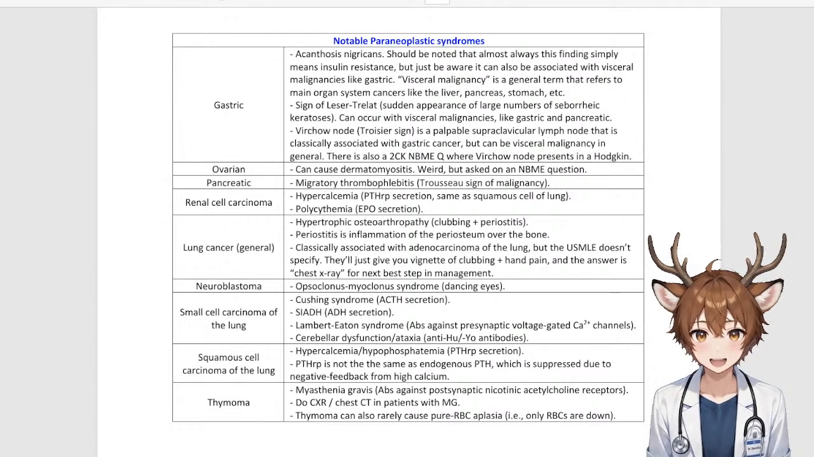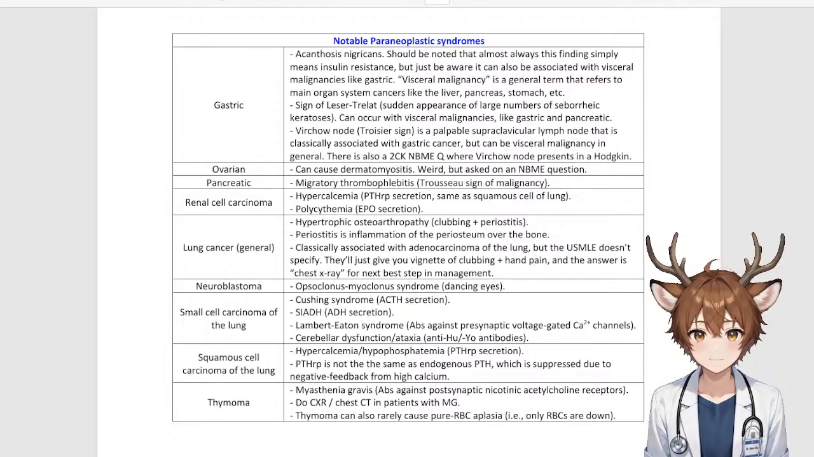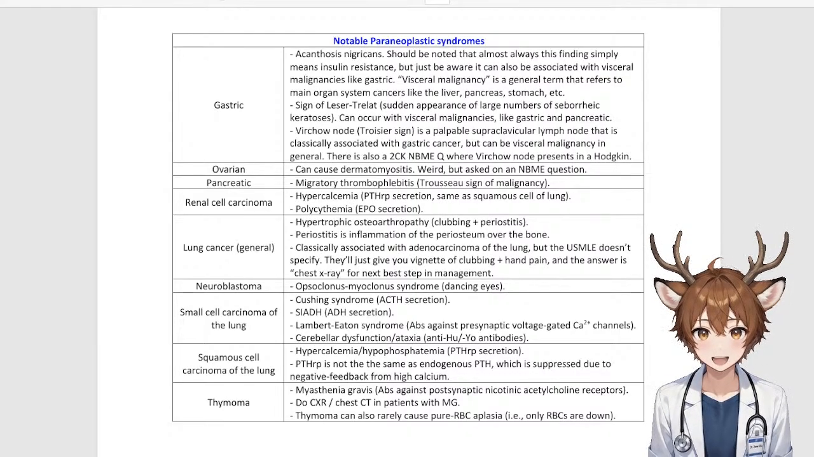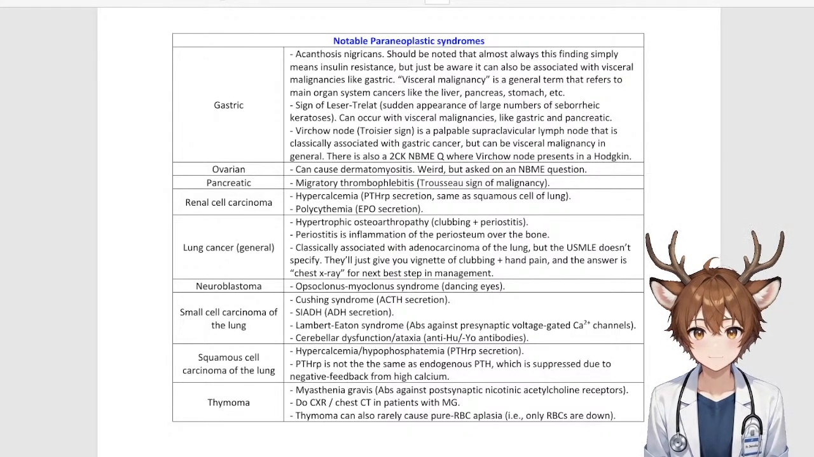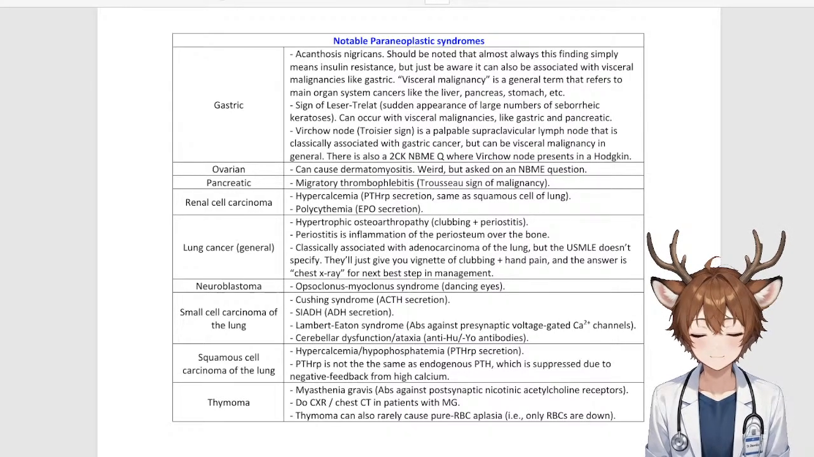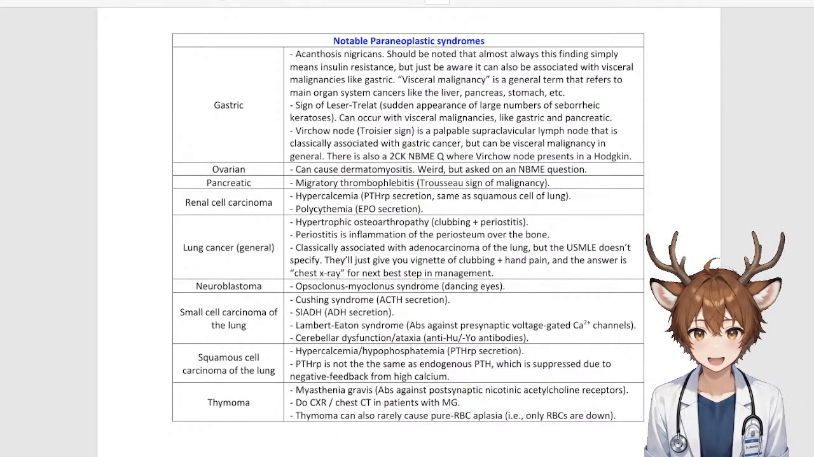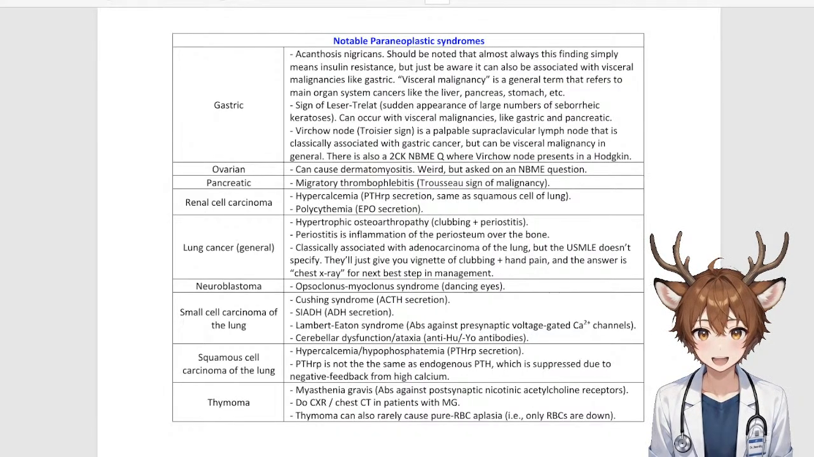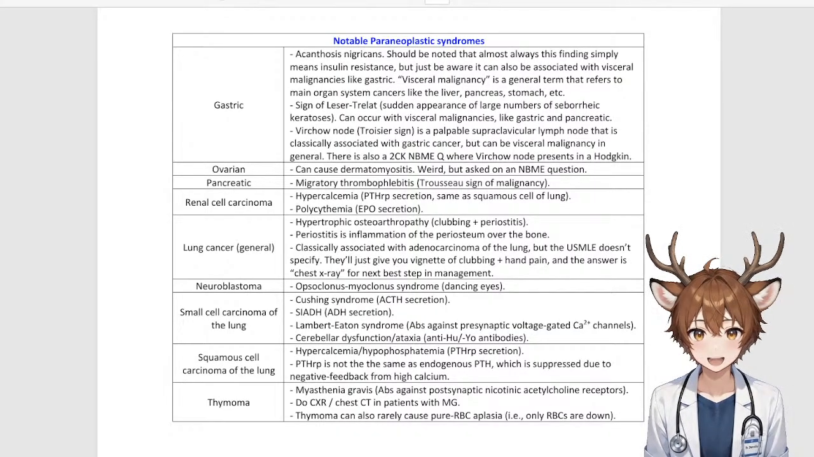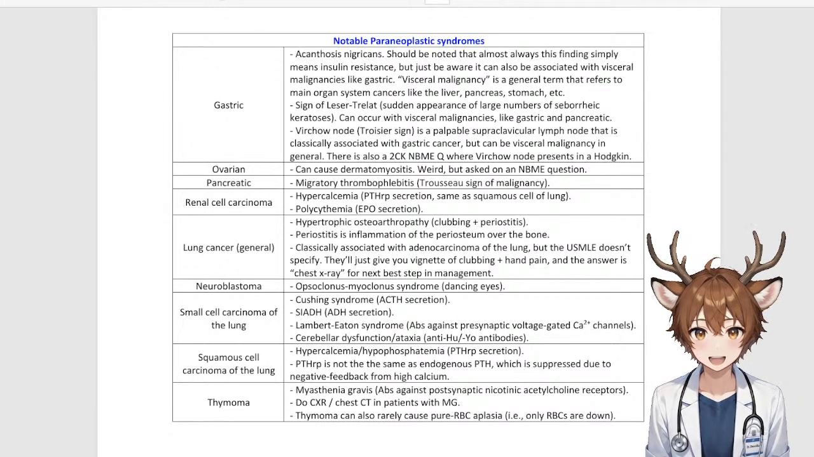Virchow node, Troisier sign, is a palpable supraclavicular lymph node that is classically associated with gastric cancer, but can be visceral malignancy in general. There is also a 2CK NBME question where the Virchow node is present in a Hodgkin. Ovarian can cause dermatomyositis. Weird, but that's an NBME question. Pancreatic, migratory thrombophlebitis, Trousseau sign of malignancy. Renal cell carcinoma, RCC.